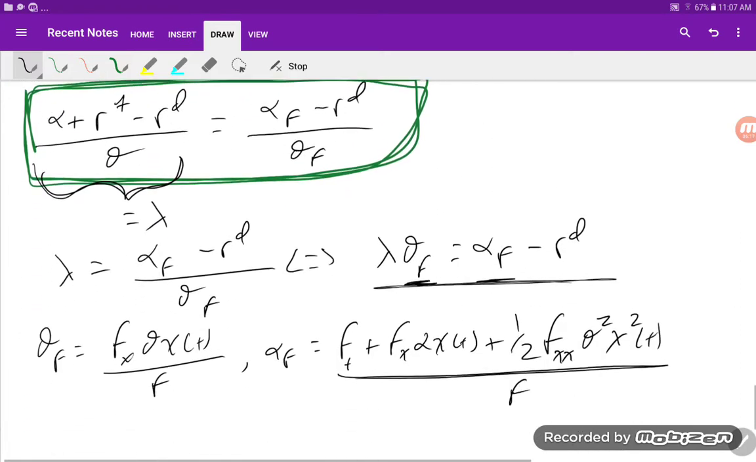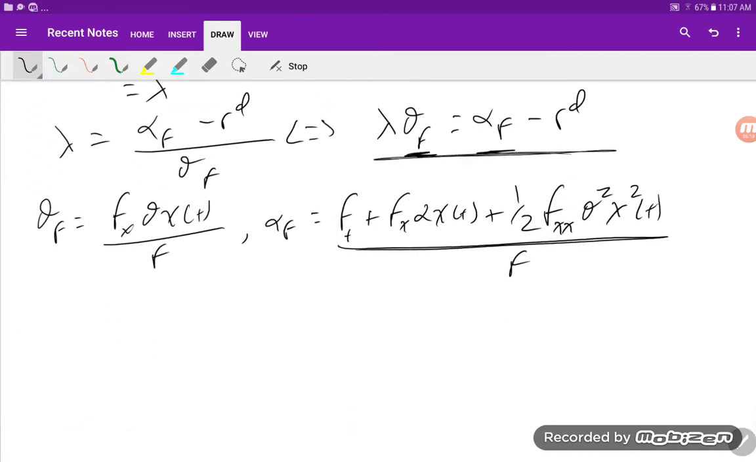All right, so let's plug these into this equation. So we will get lambda times partial of f with respect to x times sigma x t over f. Please don't be confused: here the f subscripts are simply f subscripts, but anything with t or x denotes an actual partial derivative.